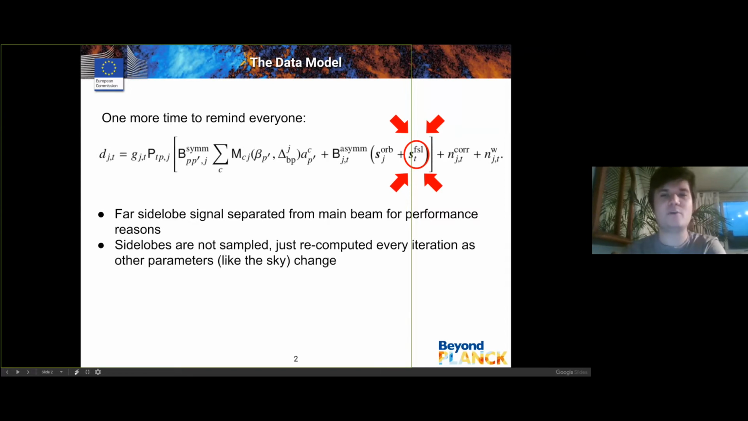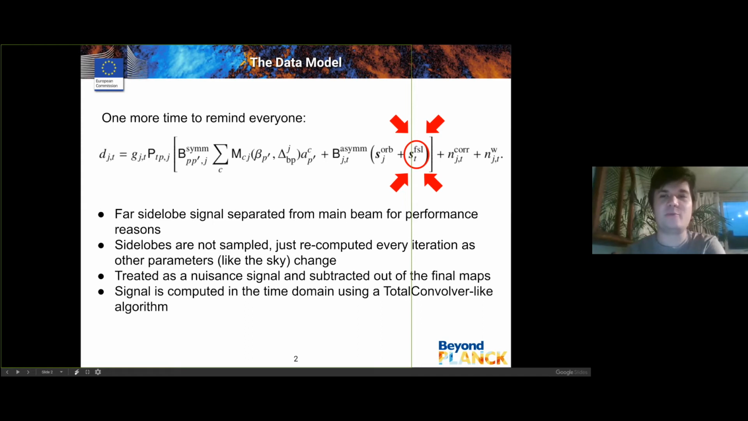Also, unlike most of the rest of the terms in this data model, the sidelobes are not actually being sampled in a Gibbs manner at the moment. We're just recomputing them based on the new sky models that we are passed at every iteration of the Gibbs chain. So this means that we don't actually get full sample sets over all of the sidelobe parameters. We just have the sidelobes as a function of each of the values of the other parameters. And then finally, once we have this estimate of the sidelobe signal, we treat it basically as a nuisance signal, and we subtract out the sidelobe contribution before we produce our final maps.